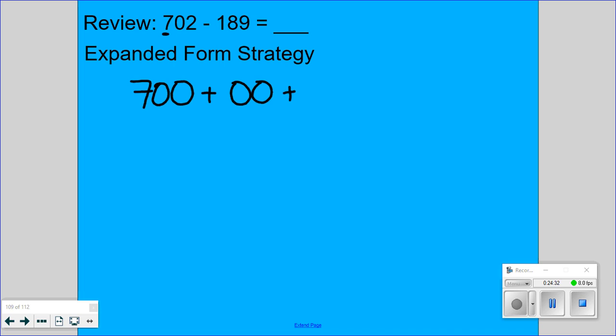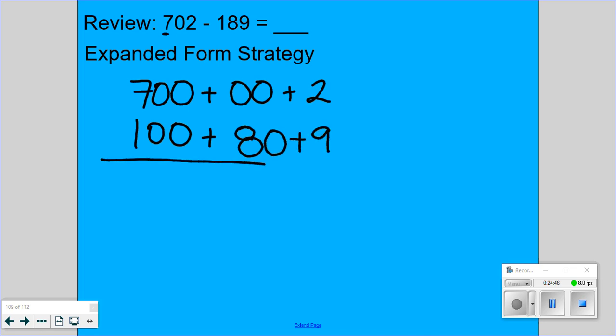Now I do my ones. Now I can line up my other number based on the digits. 1 really is 100. That 8 really is an 80. And a 9. 2 minus 9. That's too hard. 9 minus 2. No, I cannot just start subtracting from random places. So what am I going to do with that 2? This gets tricky. This gets really tricky.